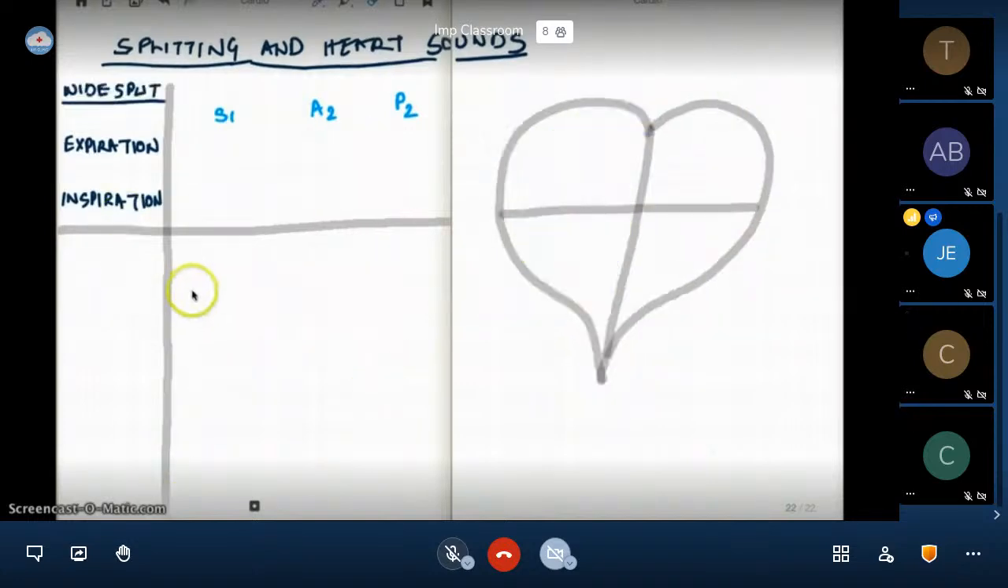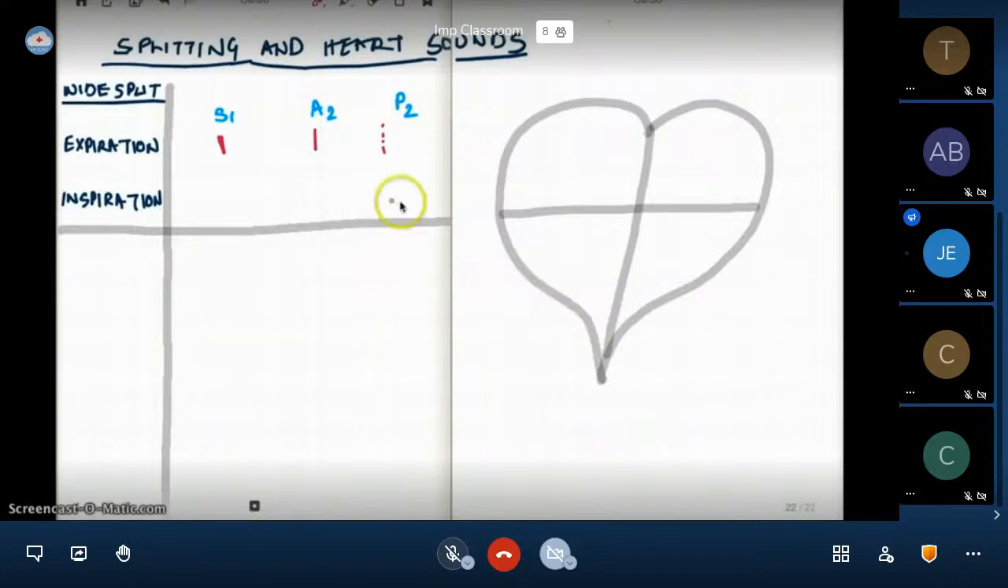So now let's talk about wide split. What does wide split really mean? So again, we're dealing with S1 here. Okay, S1 is going to be here. Let's say A2 was here. And in a normal state, let's say P2 is here. And obviously we're talking about expiration P2. Let's say this was normal.